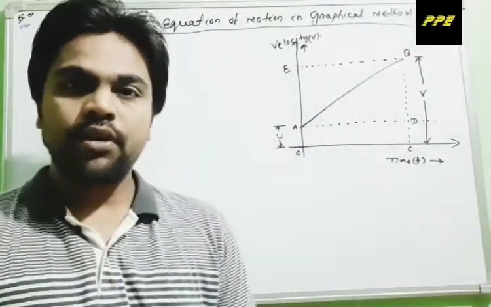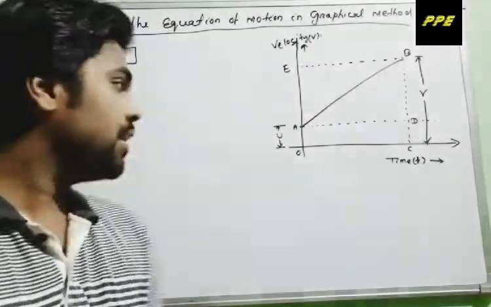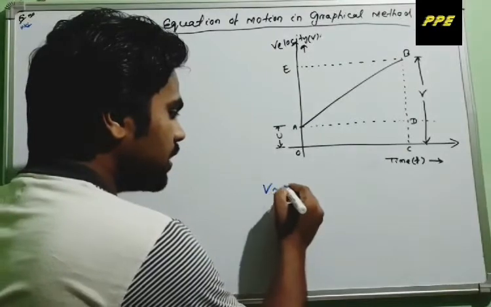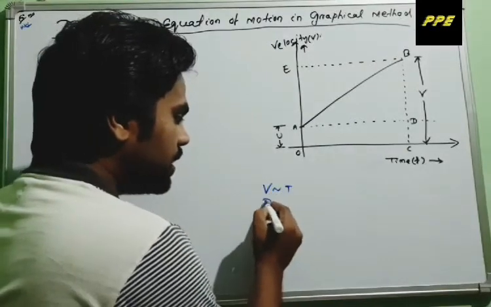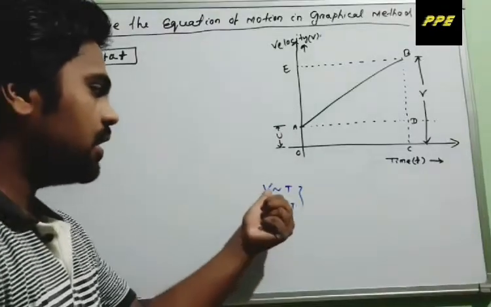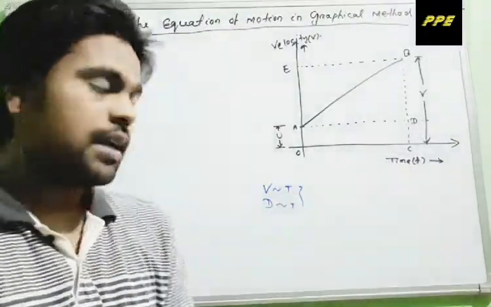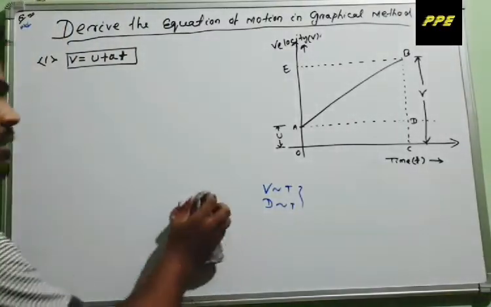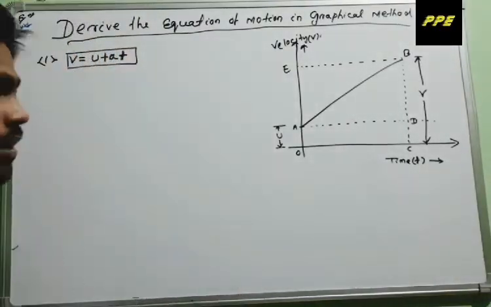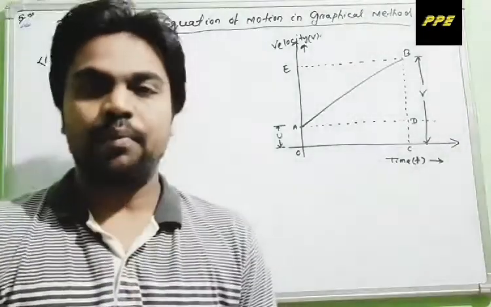Students, in the previous class, we already discussed so many graphical methods regarding the velocity versus time graph and the distance versus time graph, the basic concepts regarding the velocity versus time graph and the displacement versus time graph. So in this class, we discuss the topic of how to derive the equations of motion by the graphical method.